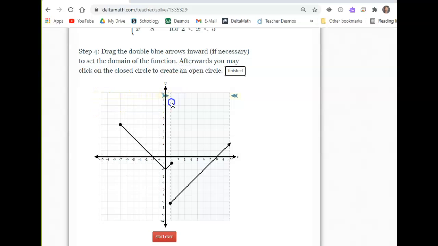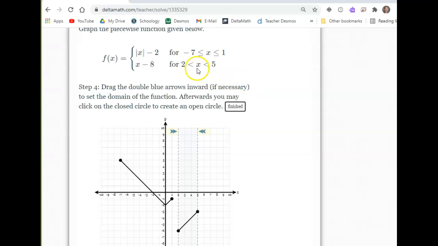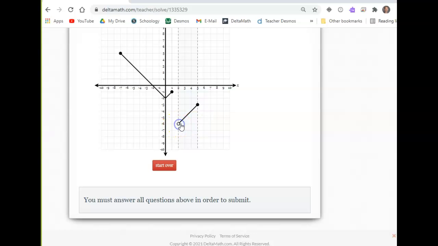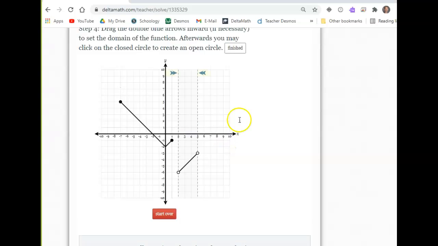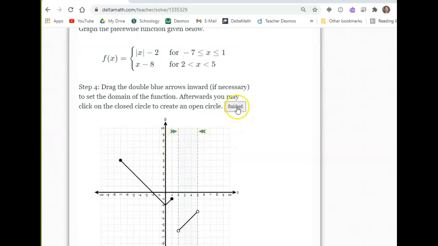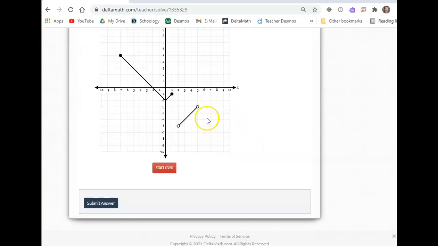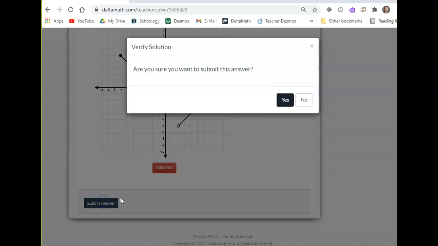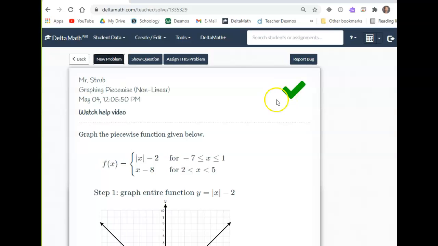And then I'm going to scroll this over until it starts at 2. And then I have to make sure it ends at 5. All right. Now, notice, what type of circles should they both have? Open. So then you just have to make sure you click on it. And if you click start over, I believe that starts just that graph over. But then it's finished. It locks it into place. Let's see if I did that right. Yay.